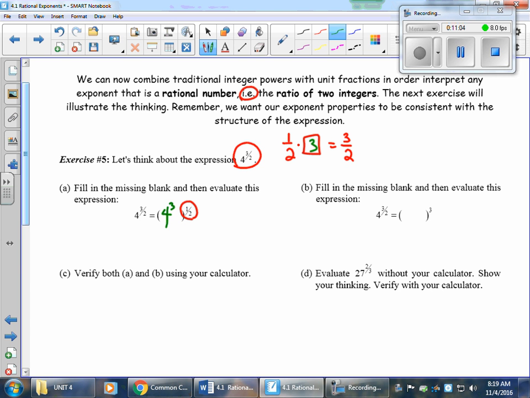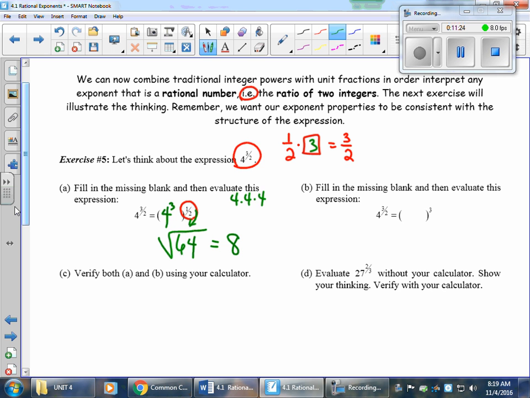So 4 to the 3rd power, 4 times 4 is 16, times 4 is 64. So what is the square root? Remember, now I'm going to take my 1/2 and I'm going to change it, of 64, and of course we know the answer is 8.